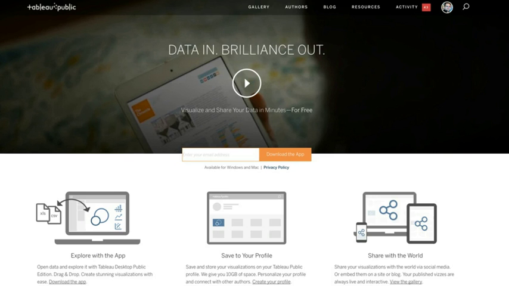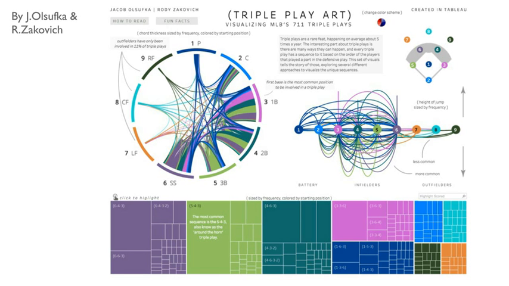Here's an example from two collaborators. One, his name is Jacob Olsufka, and one, his name is Roddy Zakovich. Jacob's here in Seattle, and Roddy is down in Florida. And if you're a baseball fan, you know there's this magical play called the triple play, where, in one single play, the defensive team manages to get 3 people out. It's very rare, and it's kind of an amazing thing when you see it happen. And so what they're trying to do is visualize every single one of the 711 times a triple play has happened in the major leagues that's been recorded.